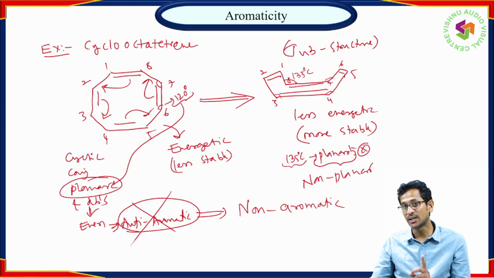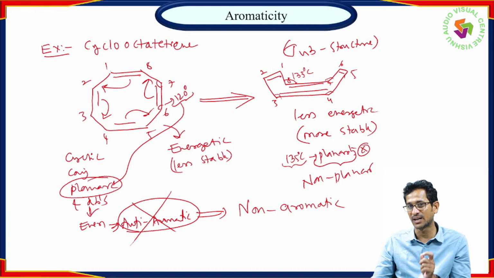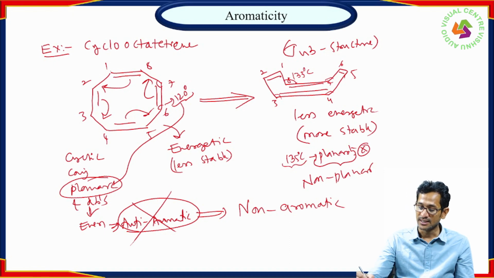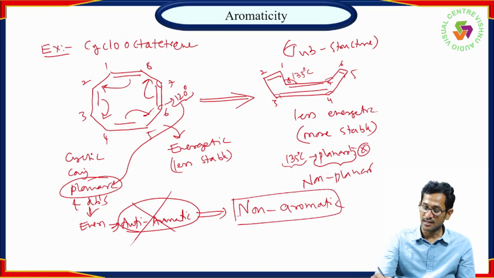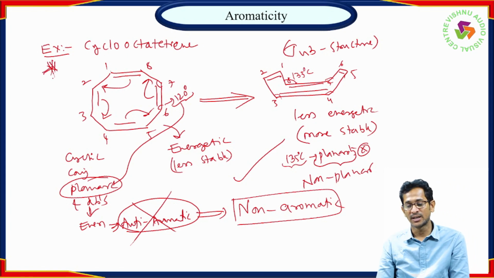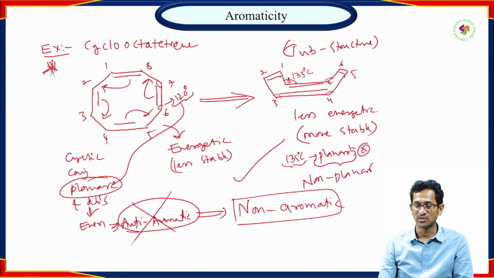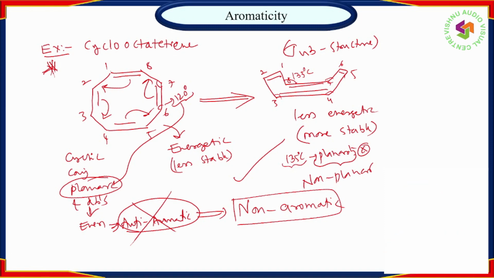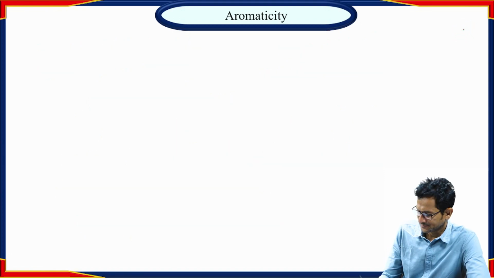I already told you that if any compound fails to satisfy at least one of the 4 conditions, it is said to be non-aromatic. So this is a very important example from the point of view of examinations, because everybody thinks that cyclooctatetraene is anti-aromatic.